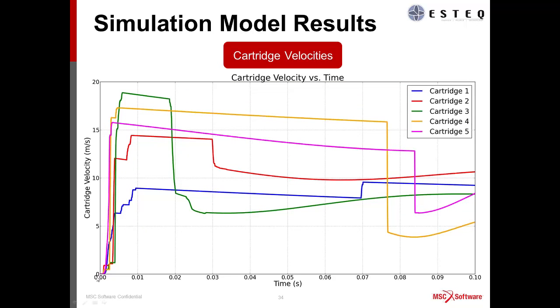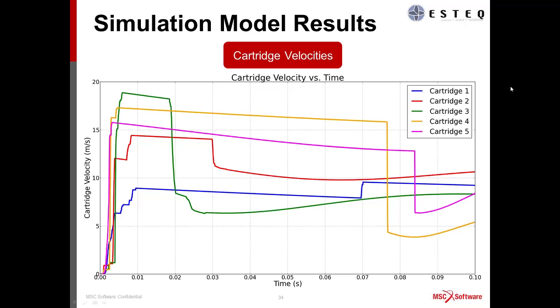I mentioned earlier that any loose items within a vehicle can act as projectiles, and those reach significant speeds. As you can see here, I've plotted the velocities of the cartridges over time, and you can see they reach over 15 meters per second, which in a confined space like that can be fatal very easily.